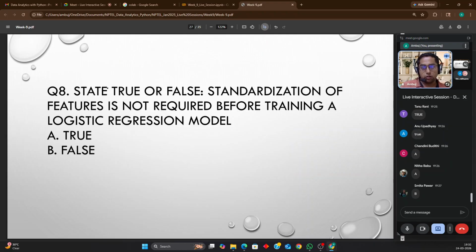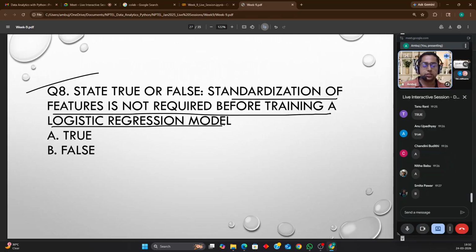Now try to solve this particular question. State true or false. Standardization of features is not required before training a logistic regression model. What you will say about this particular statement? Whether it is true or false.